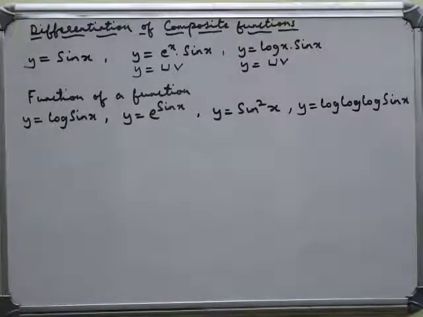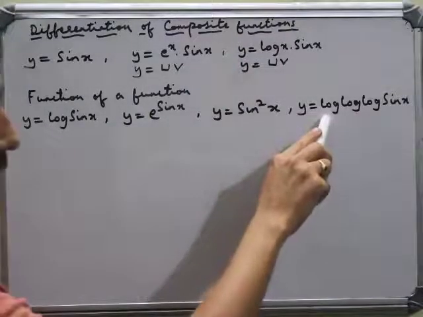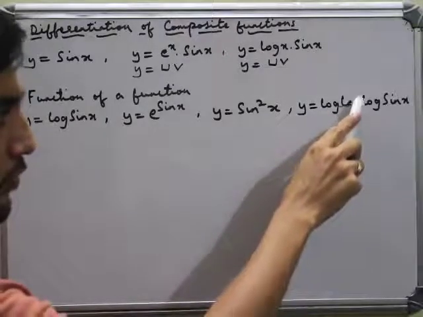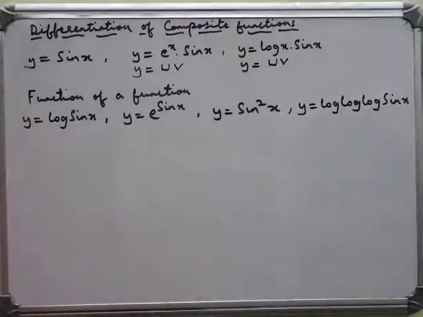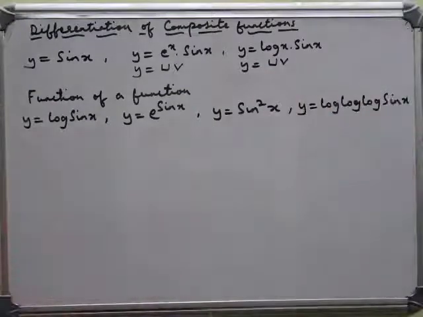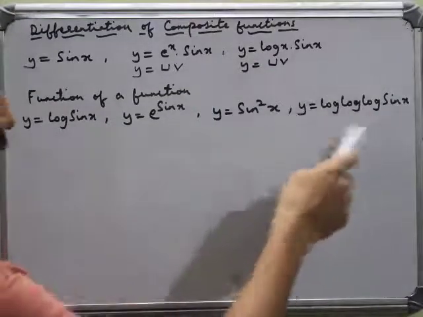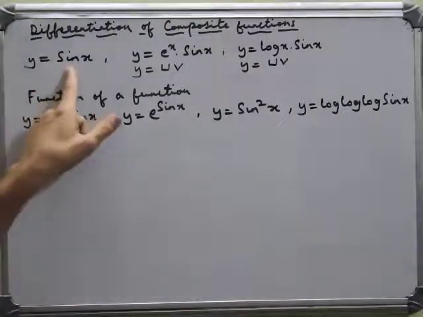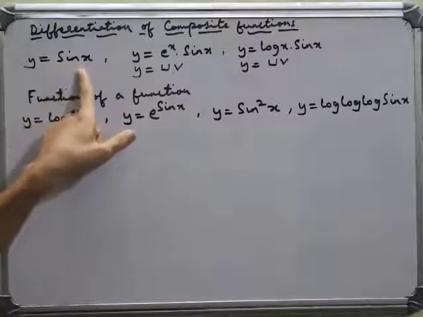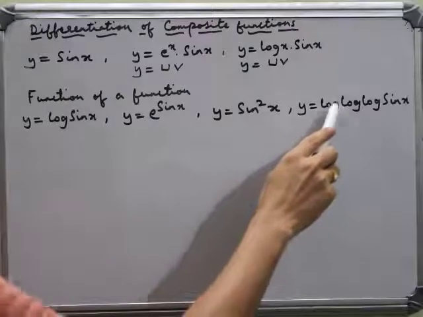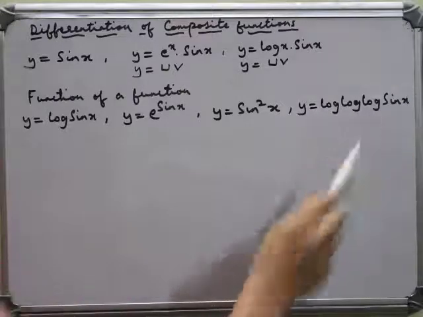Okay, look at this. There are four functions. y is defined as log of sin of x. So one thing is for sure, this y is definitely a function of x, but x has now become a composite function. Earlier it wasn't a composite function, it had a single function in it. So in this case we have y equal to log of sin x.